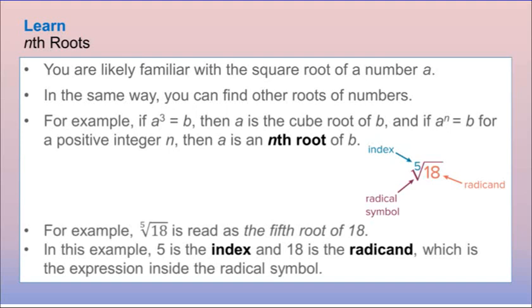So when you're looking at radicals, the index, which root you are looking for, is always a small number there. The only time you will not see a number there is if it's the square root, which means it's a 2. The radicand is the number inside the radical symbol. So this means, what do you multiply by itself 5 times to get 18? You would write this as the 5th root of 18. 5 is the index, 18 is the radicand, and then you have your radical symbol there.